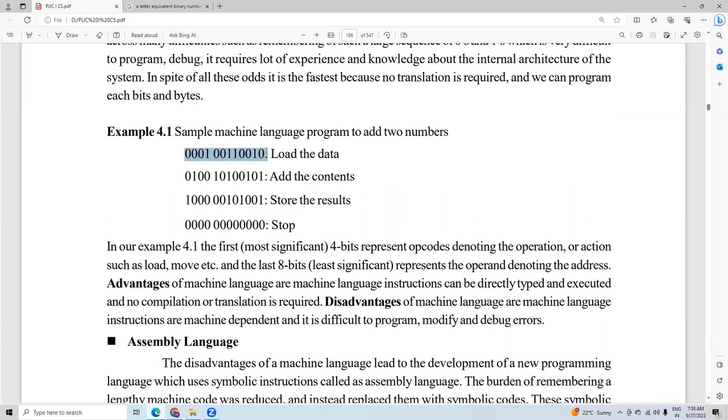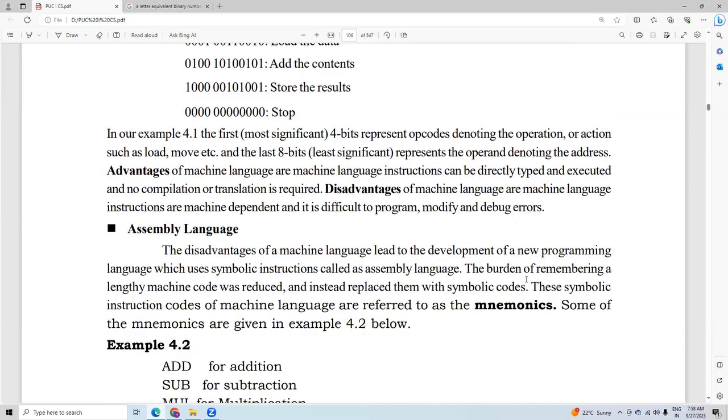If you write this, it's a command for loading the data. And this one says to add the content. These are the set of binary digits to store the result. And like stop, this set of binary digit codes will be there for doing different operations. So the first 4 bits represent the op code, denoting what kind of operation has to be done, right? That is the action, such as load, move, like that. The last 8 bits represent the operand, denoting the address where the value is stored.